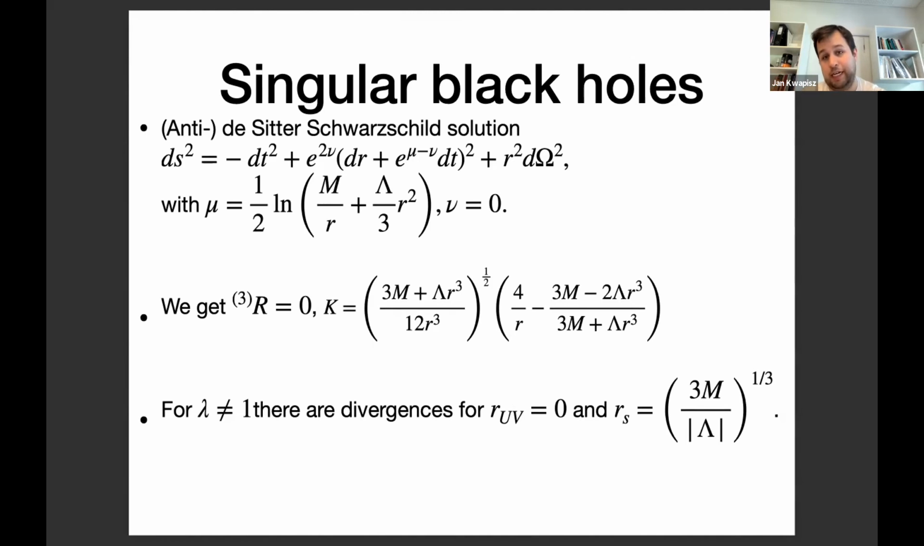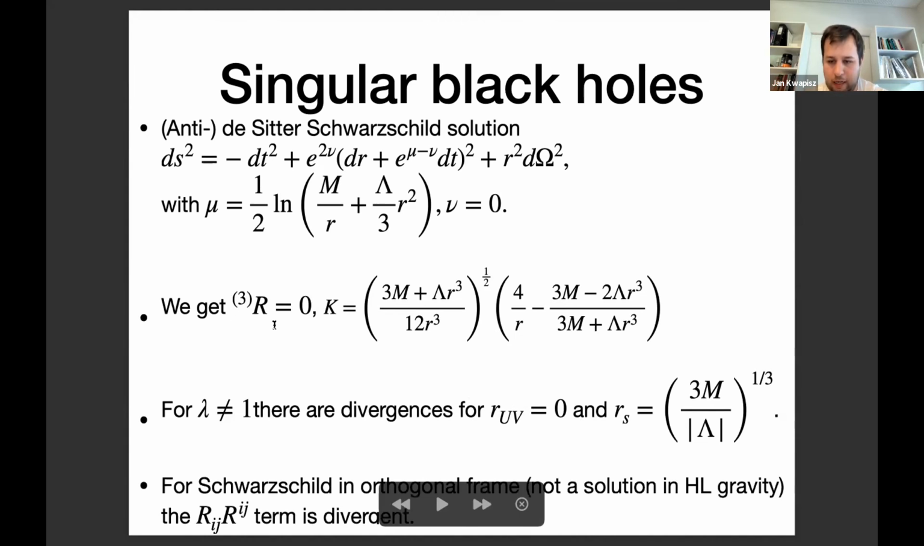Let me remind you that for Einstein gravity, we get an action that is finite. We'll actually get an action that is zero because the Ricci scalar does vanish for this metric. So let me just remind you about that. While here we get an action that is divergent due to this kinetic term.